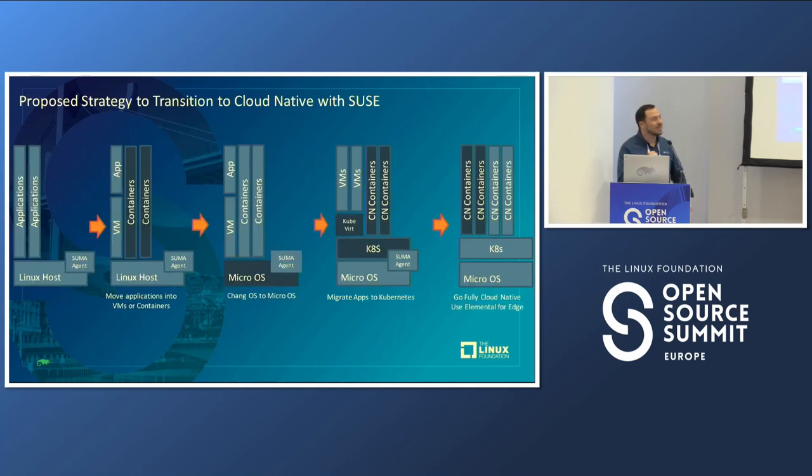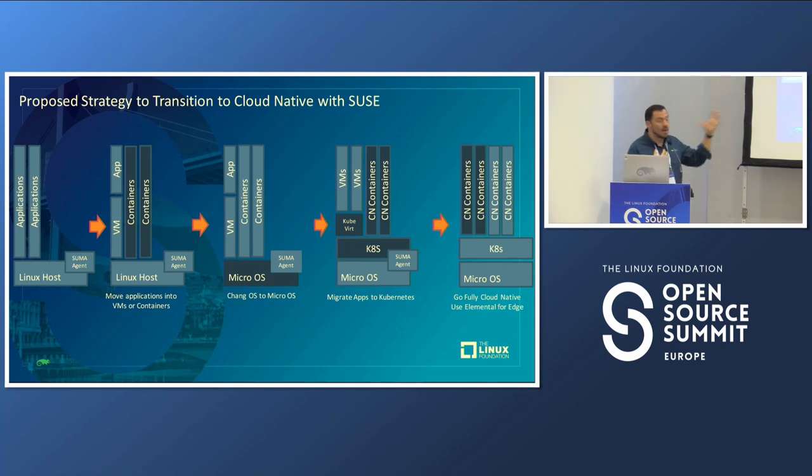So what is the strategy here? First, you're running applications on a traditional Linux host. Let's say this is, for example, Debian 11, or SUSE Linux Enterprise 12 or 15. And you have the SUMA agent that keeps the system up to date, updates the configuration, keeps it where you want, and you're running the application on top of that. What would be the first step? That is something many people wonder: what do I do now with this application?